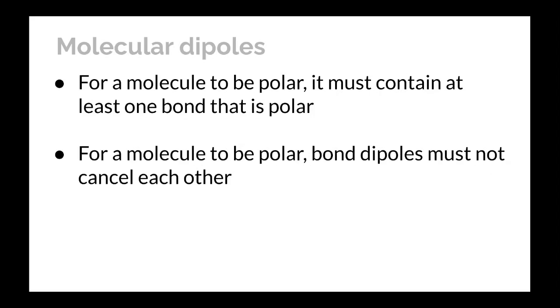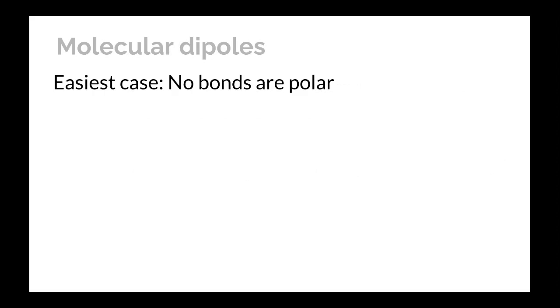But another thing that has to be true for a molecule to be polar is that the bond dipoles, the polarity of the individual bonds, have to be in a structure in such a way that they don't cancel each other out. Let's take a look at three different cases.